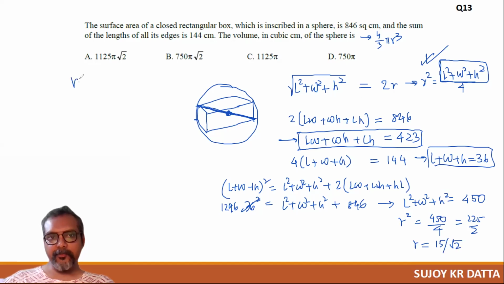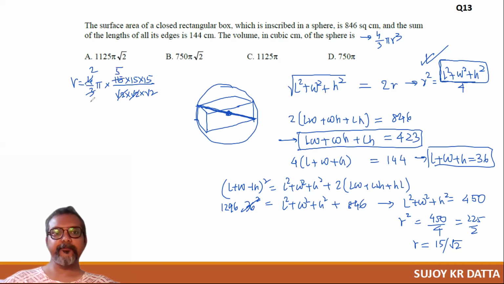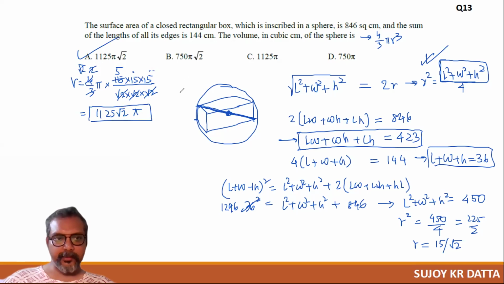Once we know the radius, the volume is 4 by 3 pi times 15 times 15 times 15 by root 2 times root 2 times root 2. Root 2 times root 2 is 2, so that cancels out 1. And 3 cancels out a 5. So 15 fives are 225, 225 and a root 2, and this 2 will also cancel. So 225 times 5 would be 1125 root 2 pi. So that is the first option. Let's go to the next one.